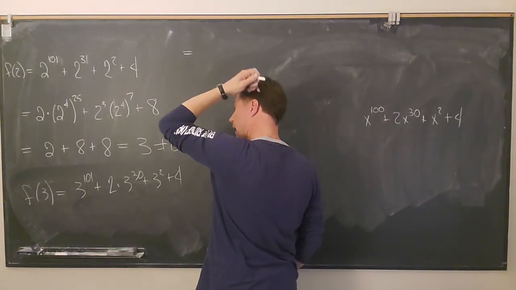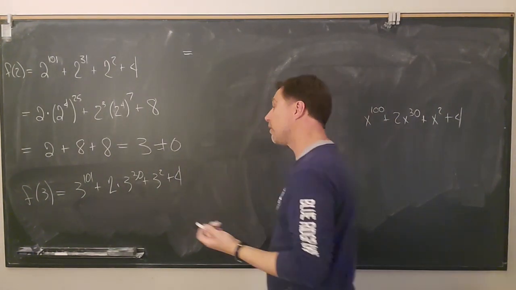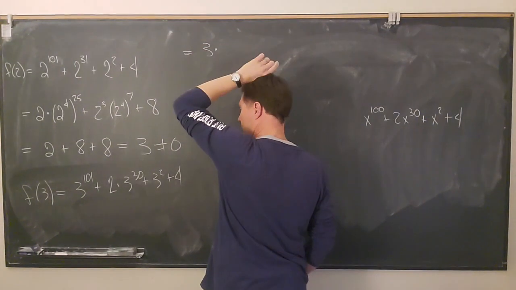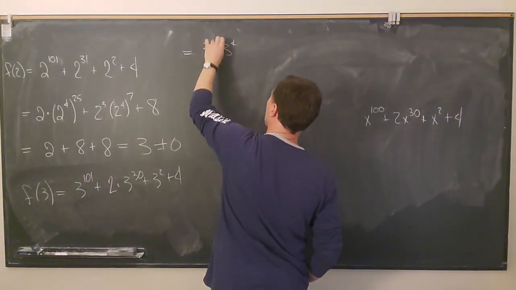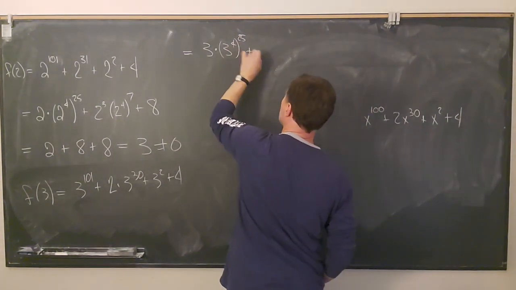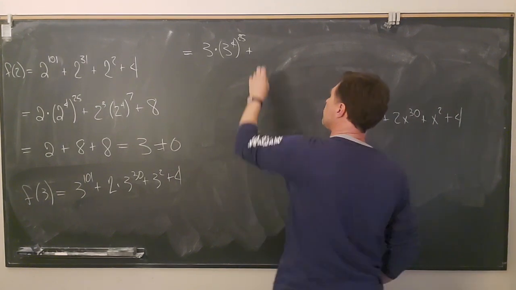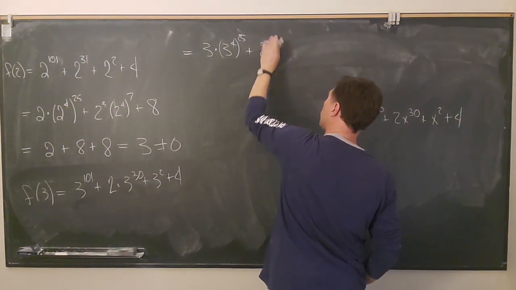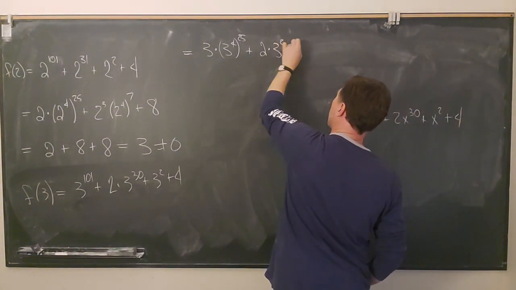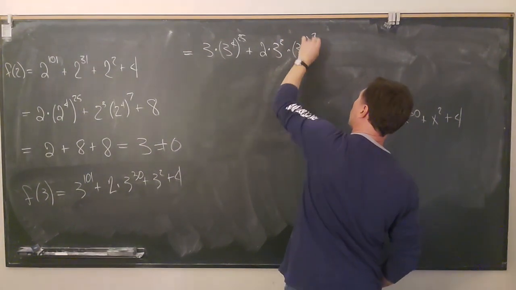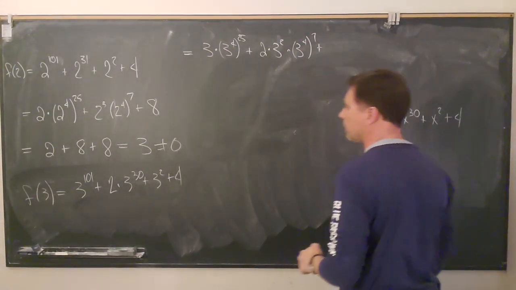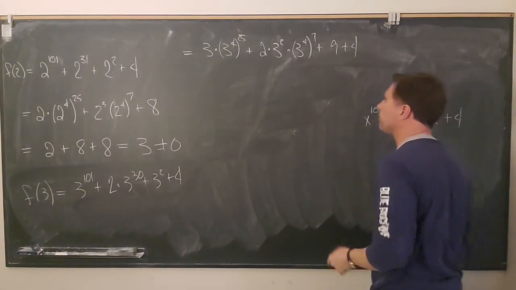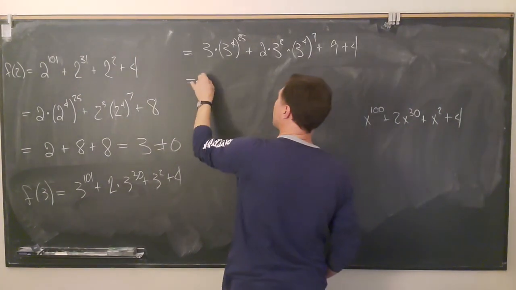Okay, so now what I'm looking for, I want to look for powers of 4. So this is going to be 3 times 3 to the 4th raised to the 25th. Then we're going to have 2 times 3 squared times 3 to the 4th raised to the 7th. And then this will be a 9 plus 4.